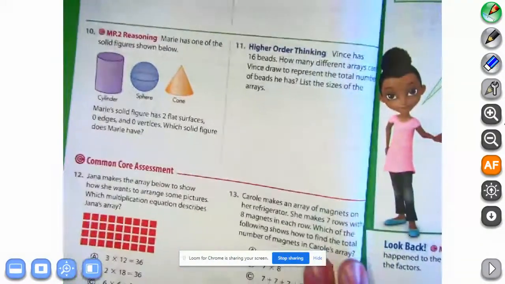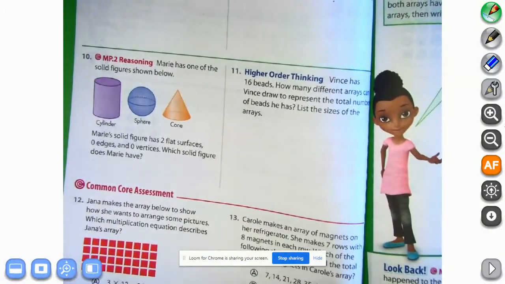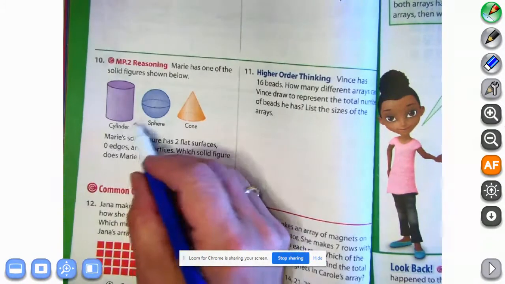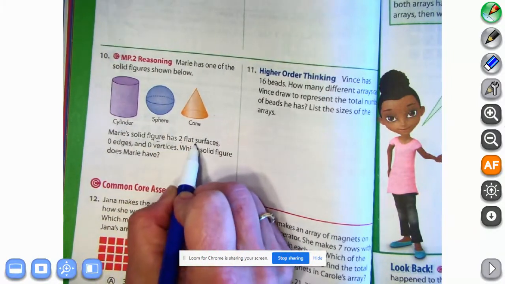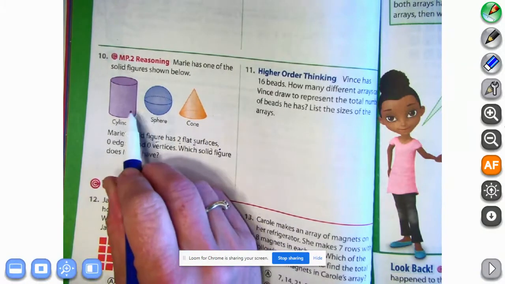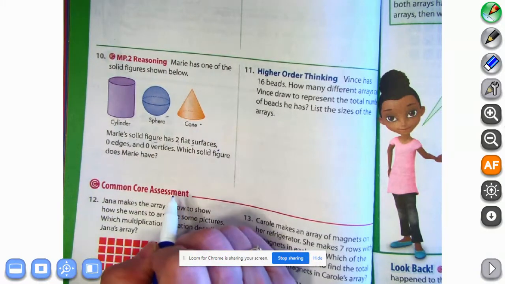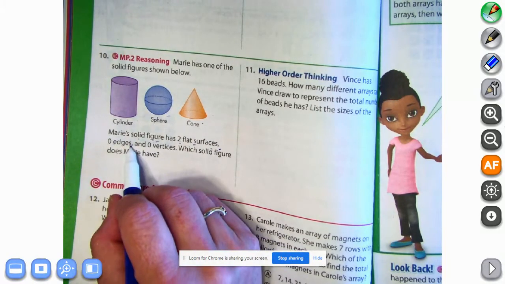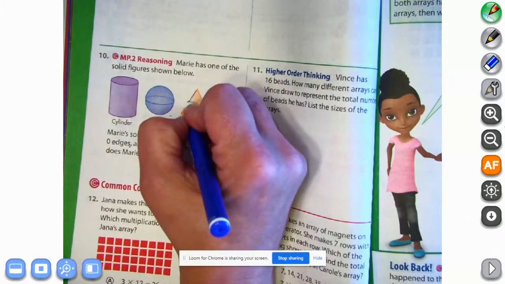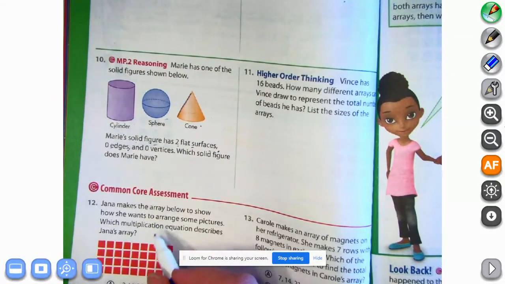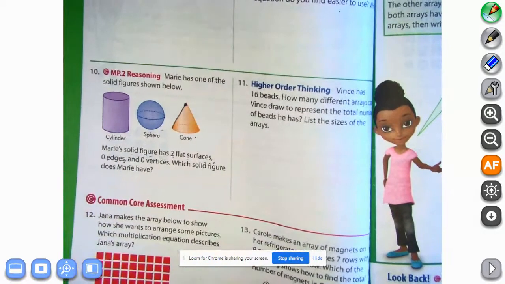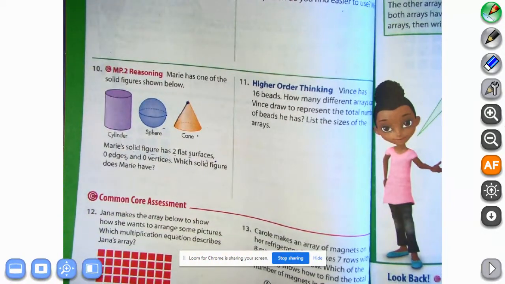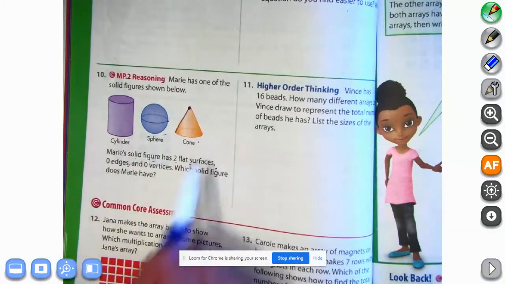All right. Number 10 says, Maria has one of the solid figures shown below. Okay, so she's either got a cylinder, a sphere, or a cone. Maria's solid figure has 2 flat surfaces. So what would have 2 flat surfaces? It has 0 edges. Like this is an edge. And it has 0 vertices. A vertex is a point where they meet. Which solid figure does Maria have? A cylinder, a sphere, or a cone?